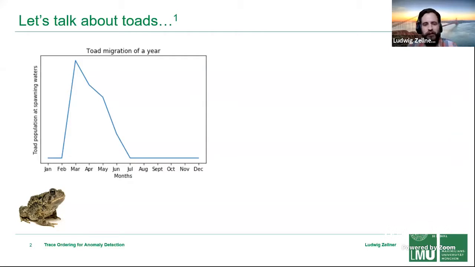Let's assume we have some data gathered from pools or lakes nearby, and we look at the toad population at those lakes. We expect to see a low but constant number of toads over the year. You see a plot with the months of the year, and on the y-axis the toad population at some spawning waters. But here we suddenly see a peak in the data. We explain it because the period of increasing number of toads fits well, so this peak is due to toad migration in spring. This would correspond to a point anomaly.